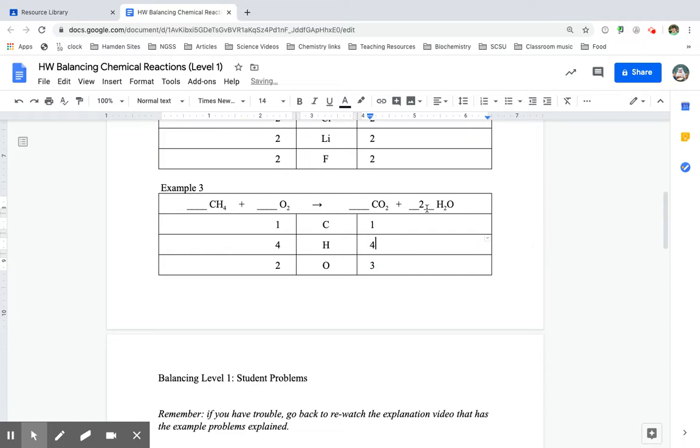But it also changes my oxygens. Now I have 2 times 1 is 2 plus the other 2 oxygens over here. So 2 plus 2 now gives me 4 oxygens. Okay, carbon is still fine. Hydrogen is fine. Now let's fix the oxygens. I have 4 over here and 2 on the left. So I need to put a number in front that's going to make this equal 4. 2 times 2 gives me 4.